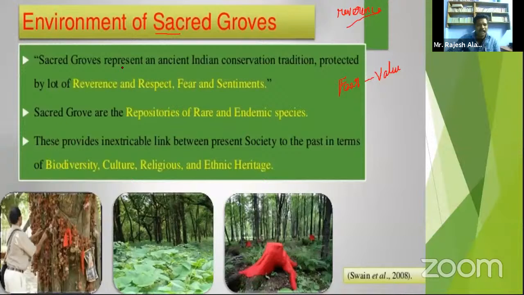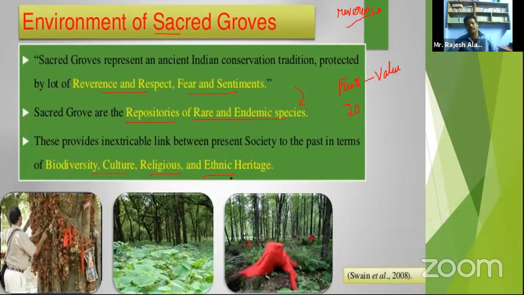So sacred groves represent an ancient Indian conservation tradition, protected by reverence and respect, fear and sentiments. Okay, sir. They won't even dare to collect the fallen leaves here in some places. Sacred groves are the repositories of rare and endemic species. That's what I told. The tree species which were present some 20 generations back are present still now. So rare and endemic species are still protected. They provide a link between society and the past in terms of biodiversity, culture, religion, ethnic heritage, and other things.